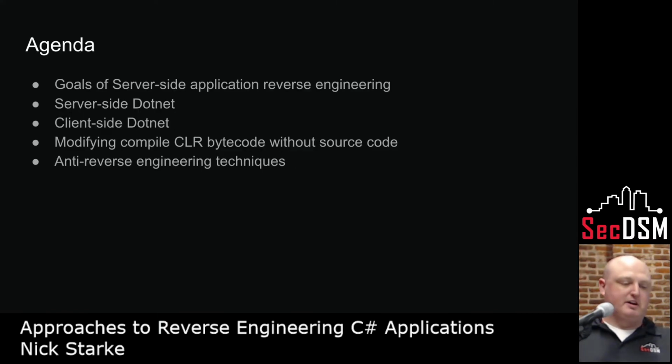So just real quick, we're going to cover why reverse engineer .NET apps. What are the goals? What are you trying to do if you're reverse engineering a .NET app? We're going to talk about server-side .NET apps and client-side .NET apps. And then we're going to talk briefly about modifying .NET applications without the source code and having them still run. And then we're going to conclude with the anti-reverse engineering techniques. So that's a brief overview.